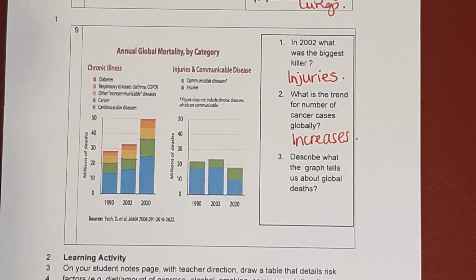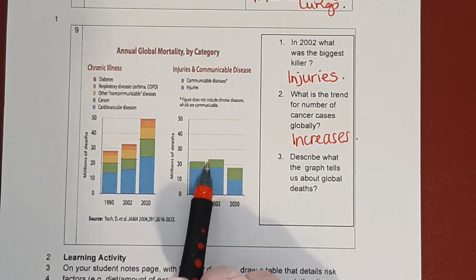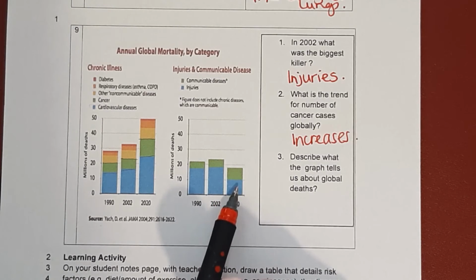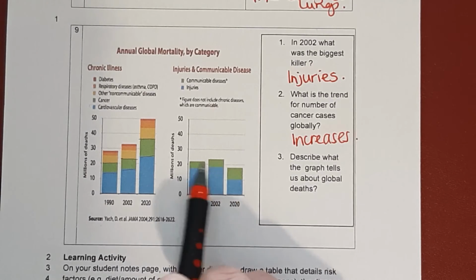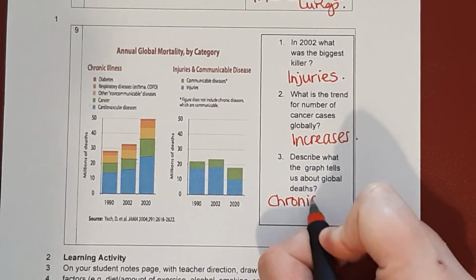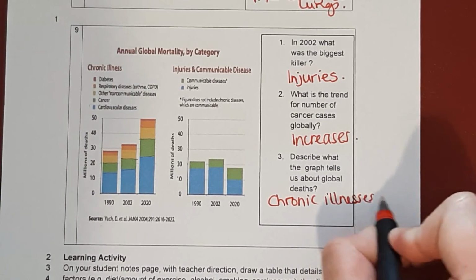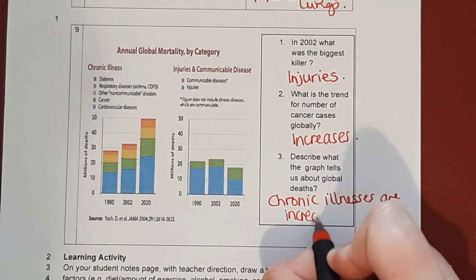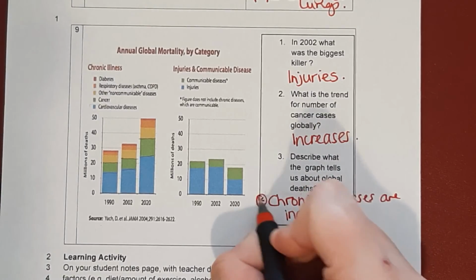Question 3, describe what the graph tells us about global deaths. Okay, so on this graph for chronic illness, global deaths are increasing each year. For the injuries and communicable diseases, the difference here is small on this, but on average, it's decreased to 2020. Certainly injuries have decreased. Communicable diseases, less so. So what we can say is for certain, chronic illnesses are increasing. Okay, so that's one point we can definitely make.